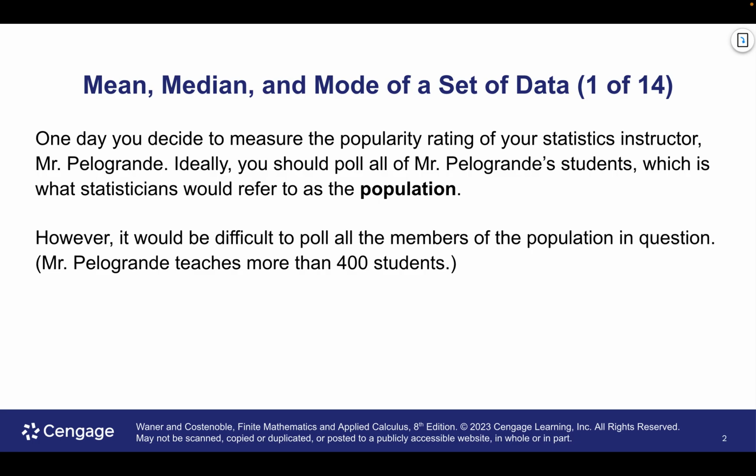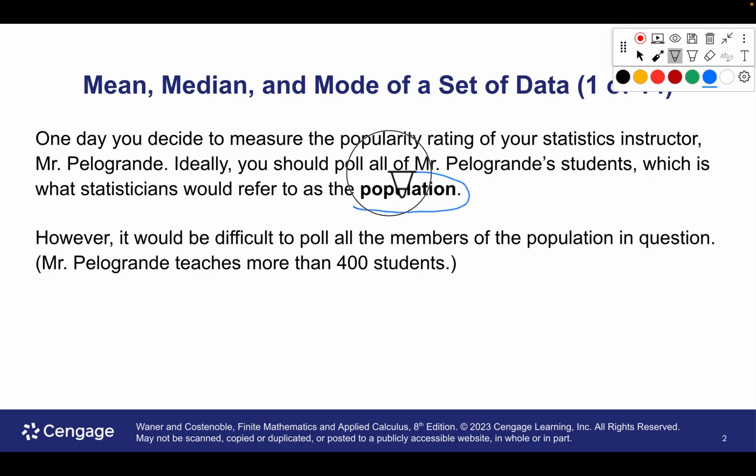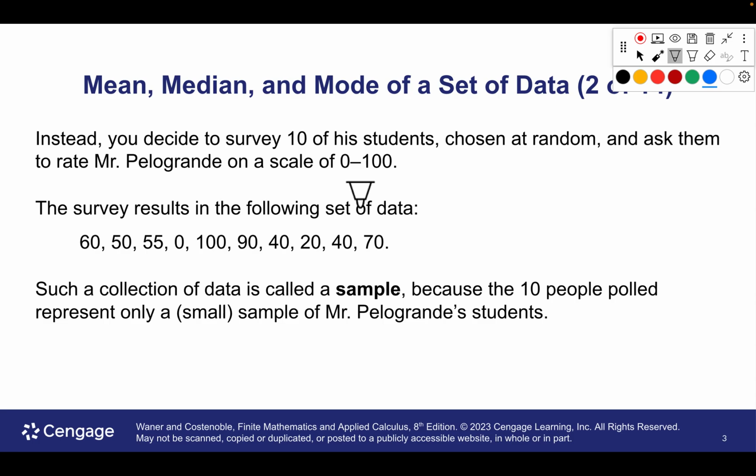I left a lot of the wordiness in this. So we're going to measure the popularity rating of your statistics instructor. Ideally, if we want to find something out, like Mr. Pellegrand, we should ask all his students, what do they think about him? Everybody rates him. That would be what's called a population. So some of this is sort of just introducing vocabulary. However, Mr. Pellegrand teaches 400 students a semester, I do 400 to 600 a semester. So that might not be doable. Not everybody's going to respond. So we probably won't get a population, but instead we'll take a survey, and that will be a sampling of his students.